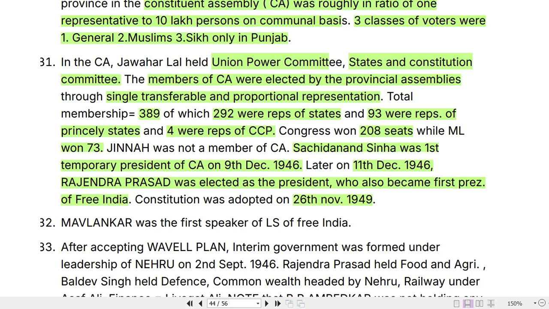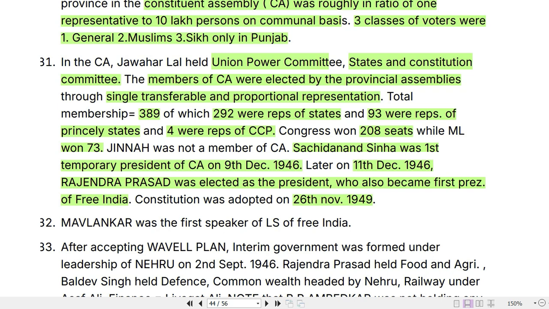There are a lot of facts in this paragraph, so I'm going to read that again. Union Committee was held by Jawaharlal Nehru. States Committee was held by Jawaharlal Nehru. Constitution Committee was also held by Jawaharlal Nehru. The members of the Constituent Assembly were elected by the members of the provincial assemblies through single, transferable, and proportional representation. Total membership of the Constituent Assembly was 389 members, out of which 292 were the representatives of the provinces, 93 were the representatives of the princely states, and 4 members were the representatives of the chief commissioner provinces.